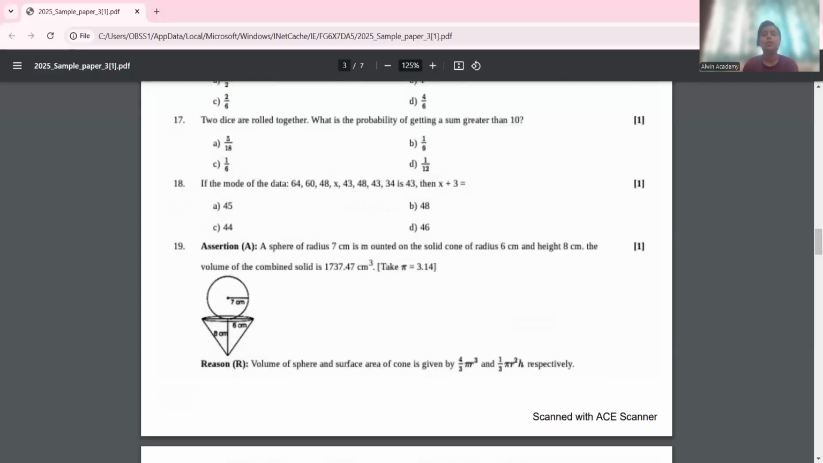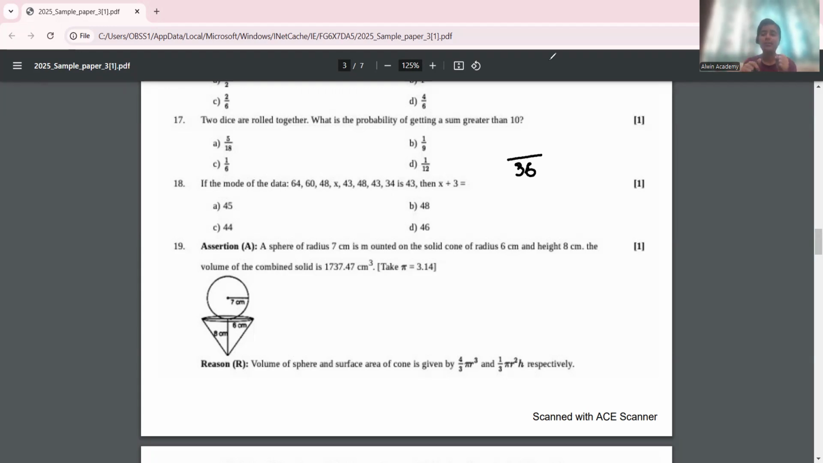Two dice are rolled together. What is the probability of getting a sum greater than 10? Now, when two dice are rolled together, we know that total possibilities are 36. Now, for a sum greater than 10, we first check it with 1. With 1, if we put any number 1 to 6, there is no possibility of greater than 10. Similar is 2, similar is 3, and with 4. Because with 4, you can maximum get 4 plus 6, that is 10, which is not greater than 10.